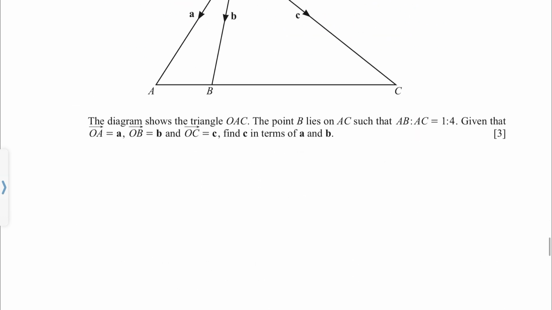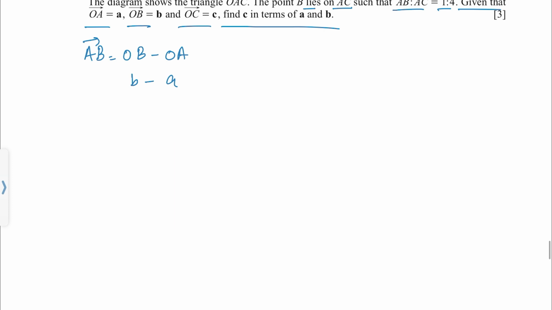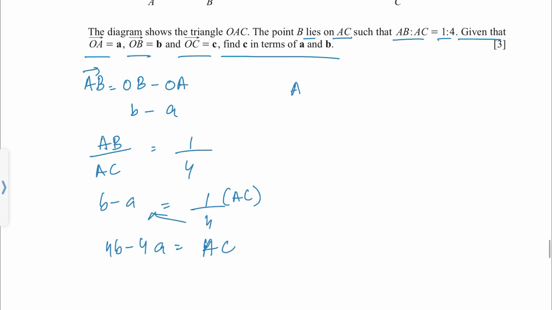Now coming on to part B, that is given as: the diagram shows the triangle OAC. The point B lies on AC such that AB to AC is 1:4, given that OA is this, OB is this, OC is this. Find C in terms of A and B. So first of all, we need to calculate AB. AB is given as OB minus OA. OB is B and OA is A. And AB to AC is 1:4. AB is B minus A, and this is 1/4 of AC. AC would be 4B minus 4A.